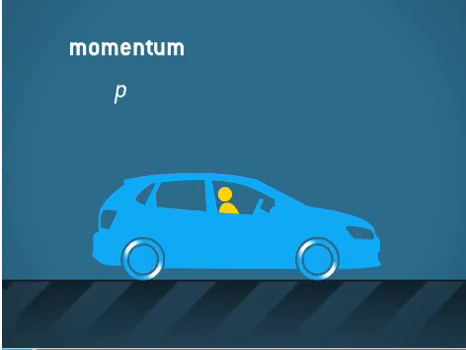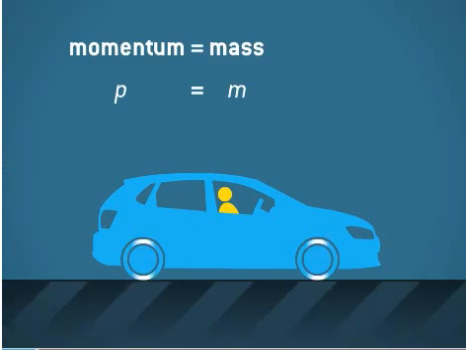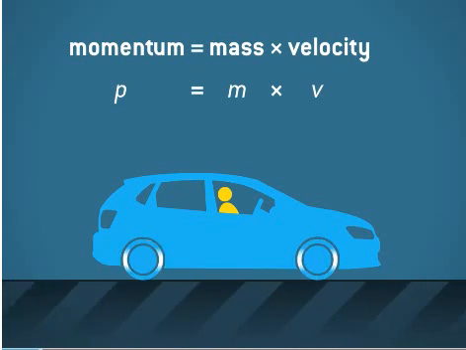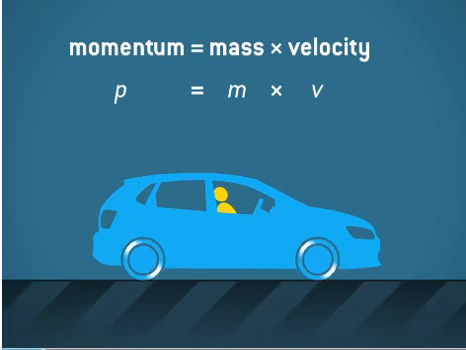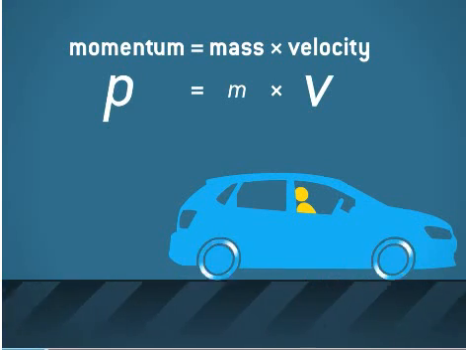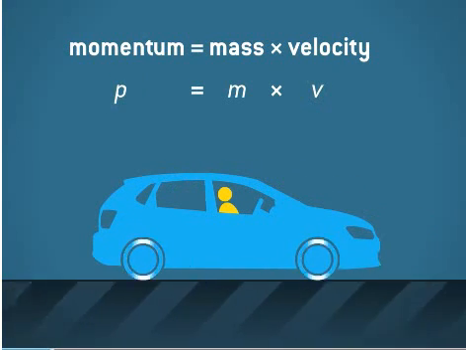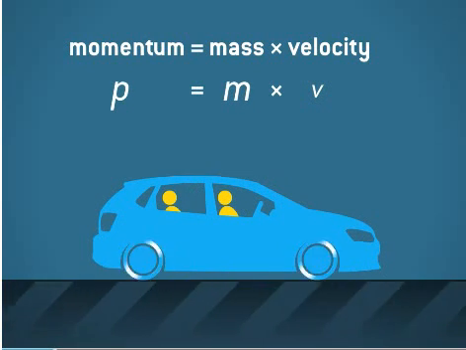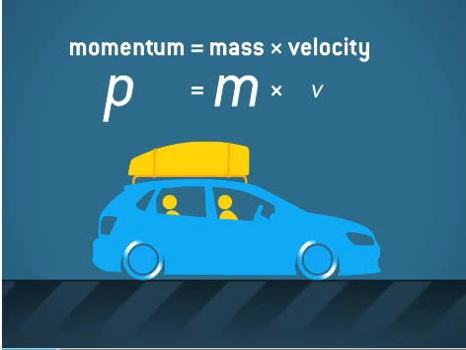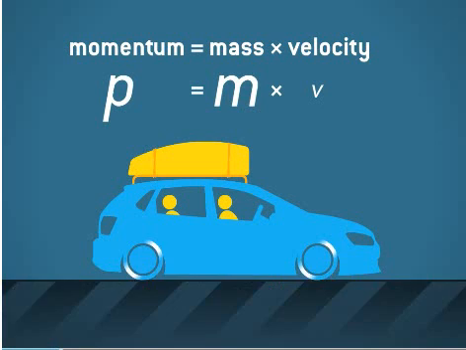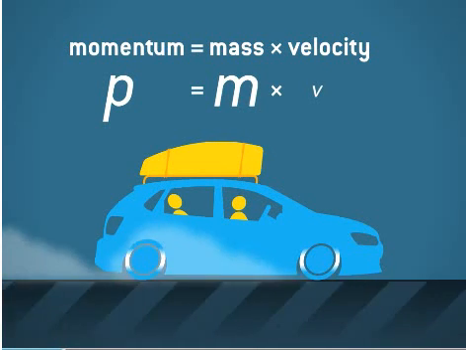The momentum of this car is equal to its mass multiplied by its velocity. This means that the car's momentum increases when it accelerates, and its momentum increases when its mass increases. The momentum of an object like this car affects what happens in a collision.